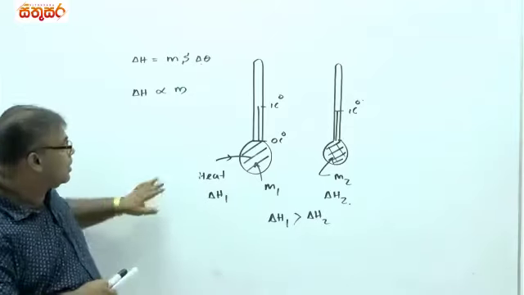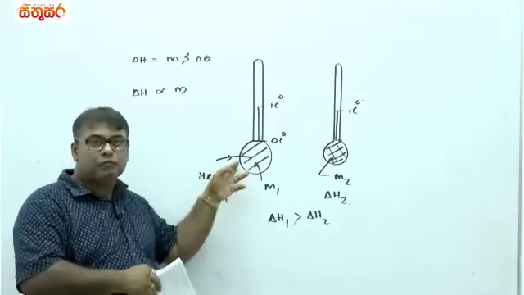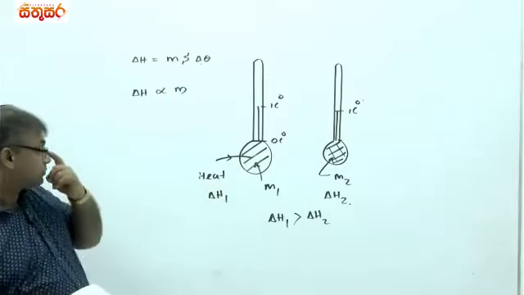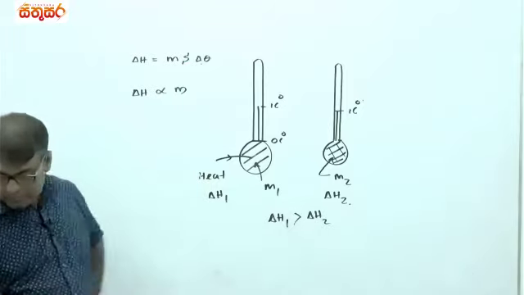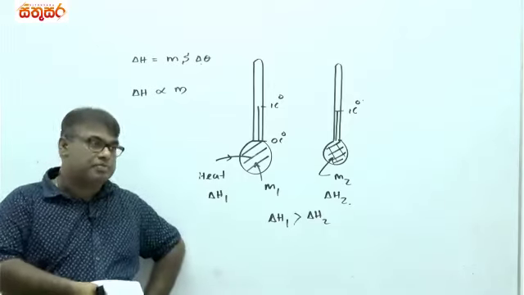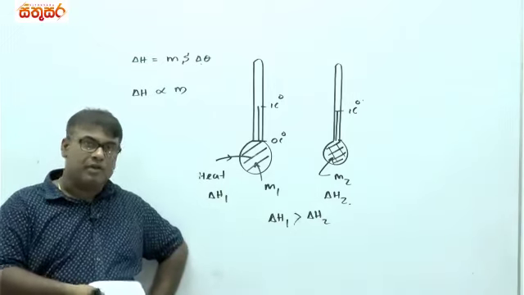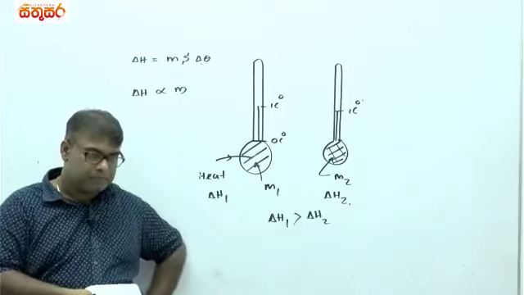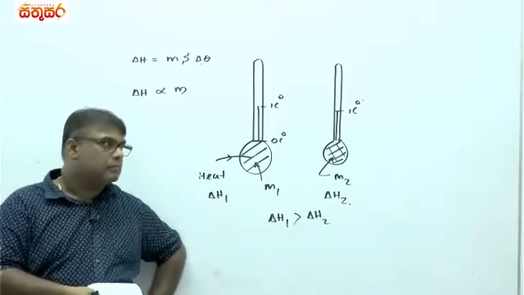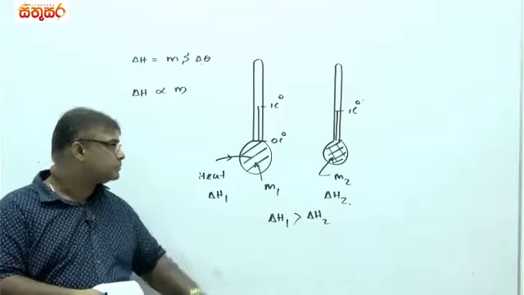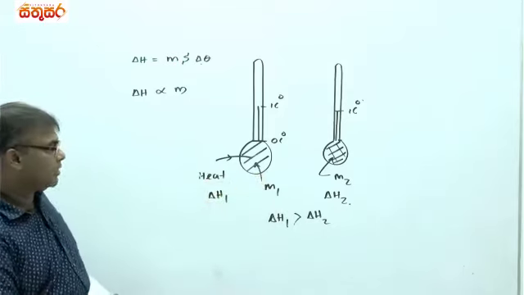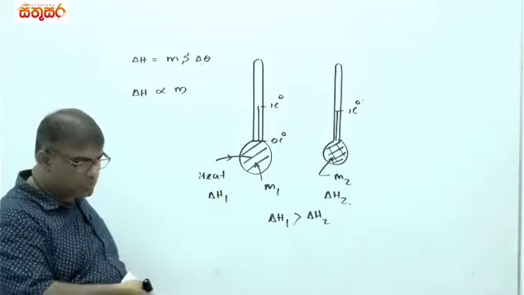Okay, write down. When the volume of the glass bulb is large, the amount of heat absorption by the large mercury bulb is also large.